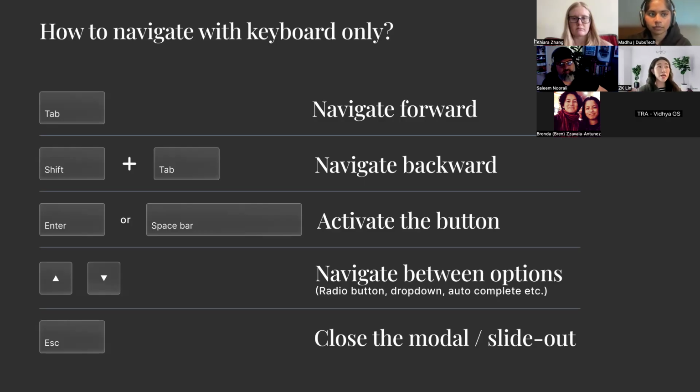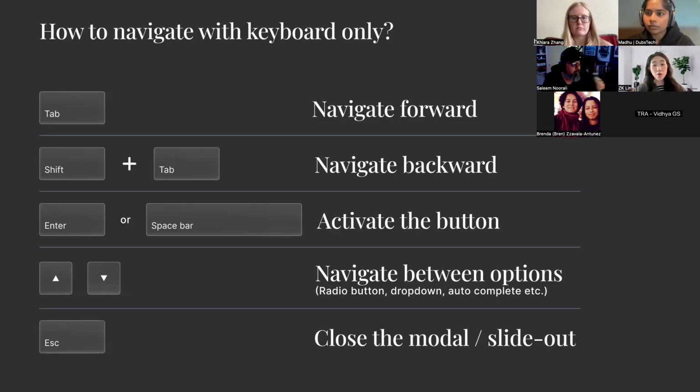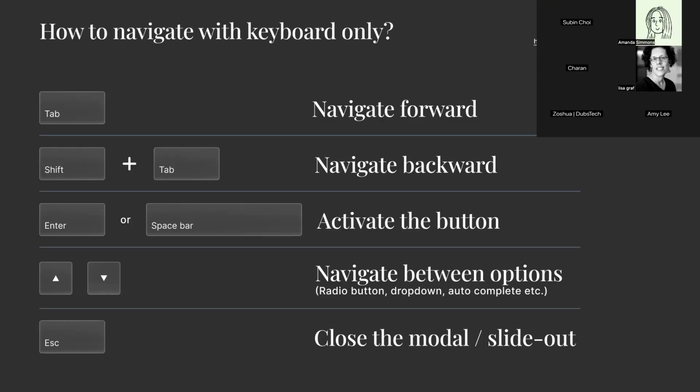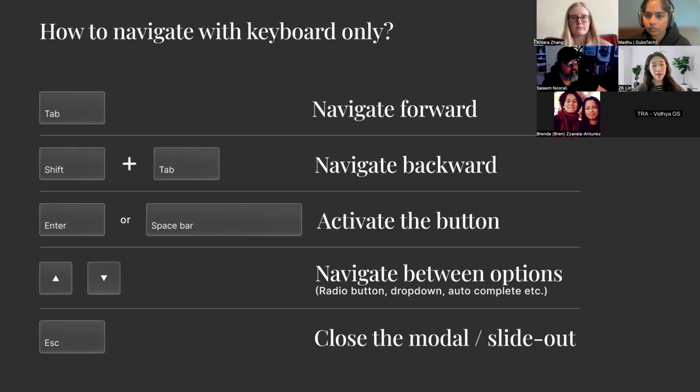Another one is Shift Tab. Basically, this is going back. Let's say you tab to the next link and you want to go back, just press Shift Tab. It will shift the focus backward to the previous interactive element. Then Enter or spacebar. When the focus is on a link or a button, pressing Enter or spacebar will activate it, just like clicking on it using a mouse.